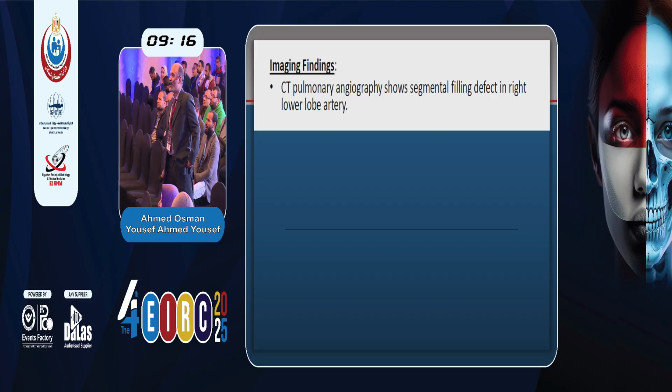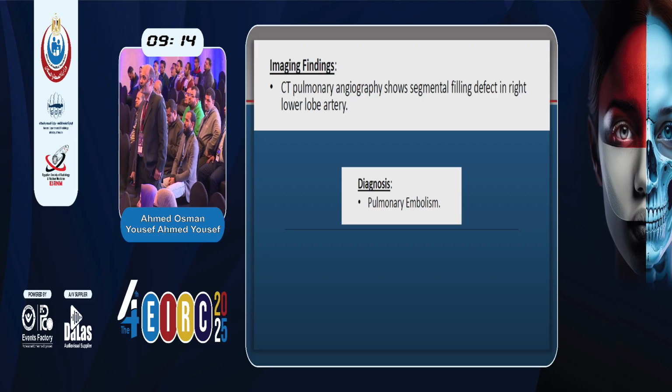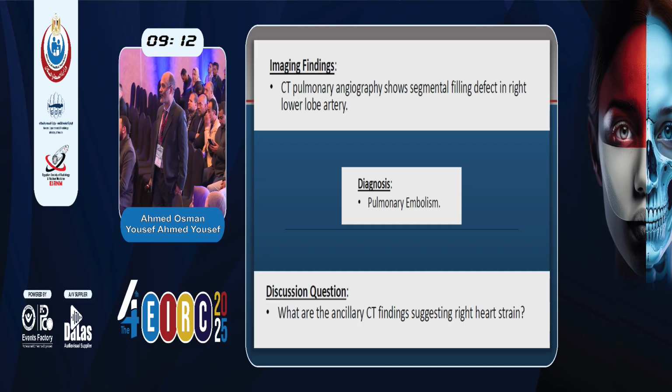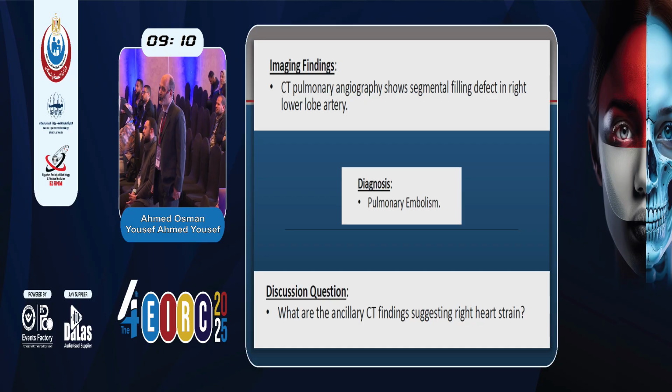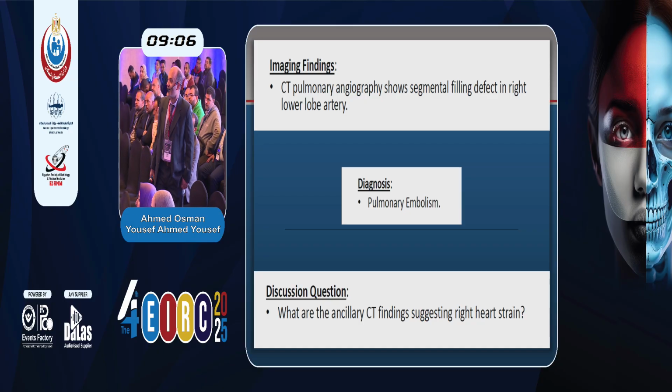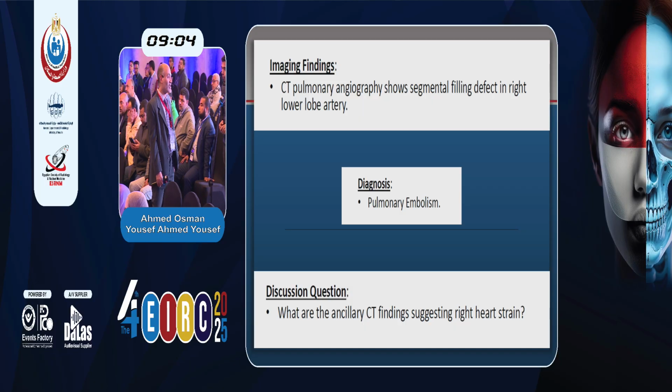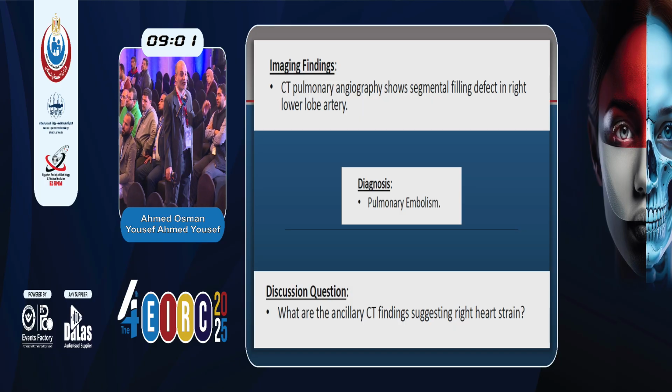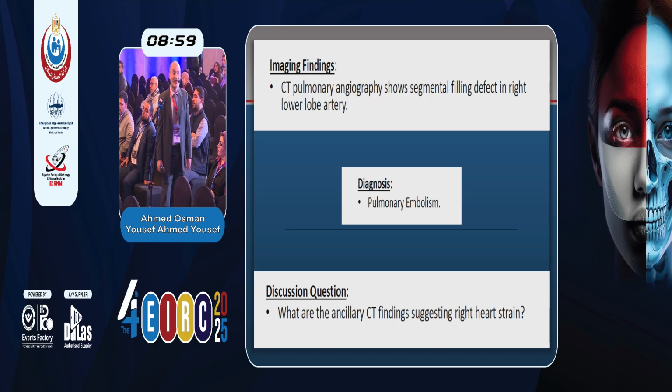The CT pulmonary angio, as you see, shows segmental filling defects in lower lobe arteries. This is pulmonary embolism. My question is, what is the ancillary CT finding suggesting right ventricular or right heart strain?